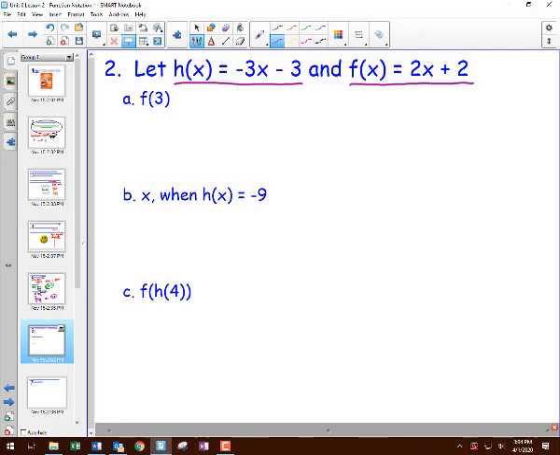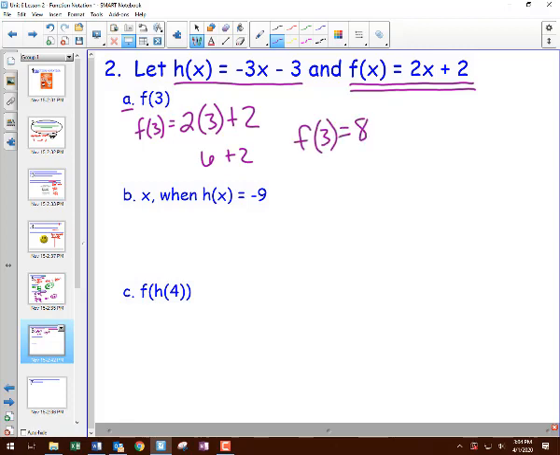Okay, so now we looked at the first example in A, f of 3. All right, I see an f, so I'll come over to this one, 2x plus 2. So f of 3, I'm going to substitute 3 in for x on this. So 2 times 3 plus 2, 6 plus 2. So now we have our answer of f of 3 equals 8. Final answer for A.